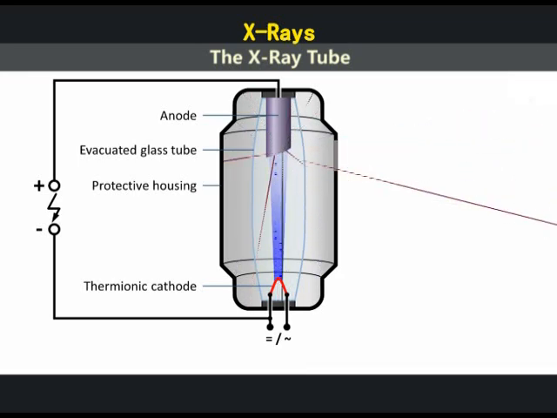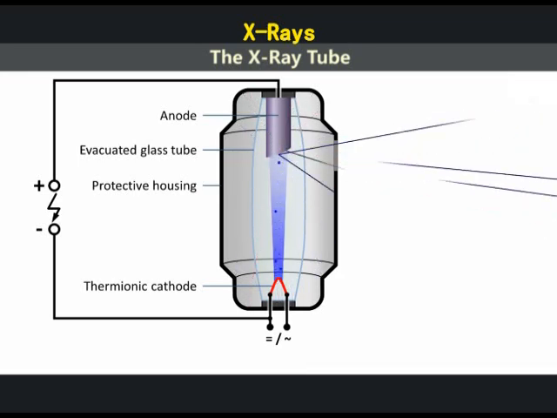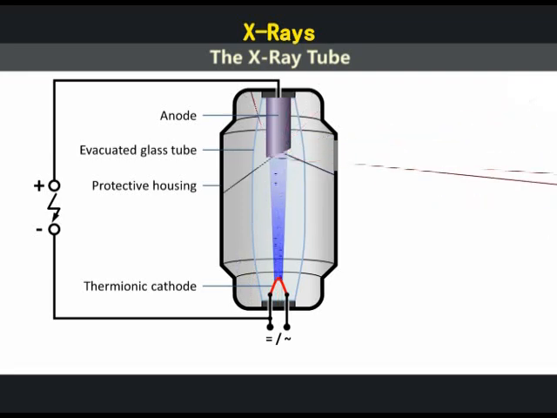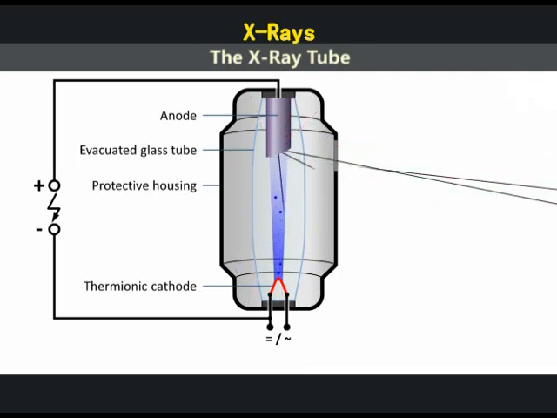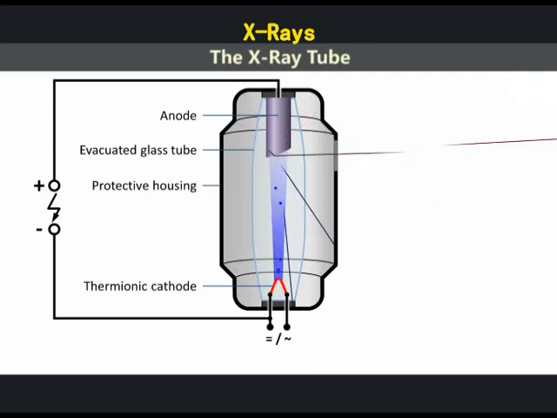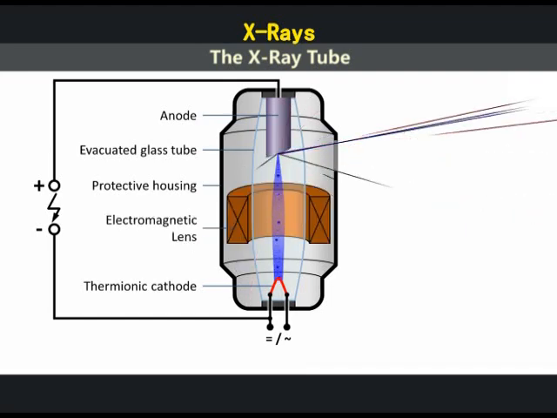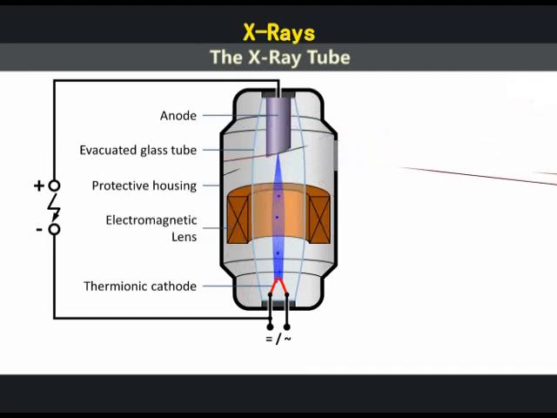With this setup, a high resolution is not yet possible because of the large area on the anode where X-rays are generated. This produces diffused X-rays. To solve the problem, an electromagnetic lens is used to focus the electron beam at a small spot on the anode surface. The smaller the focus spot, the sharper the X-ray image will be.